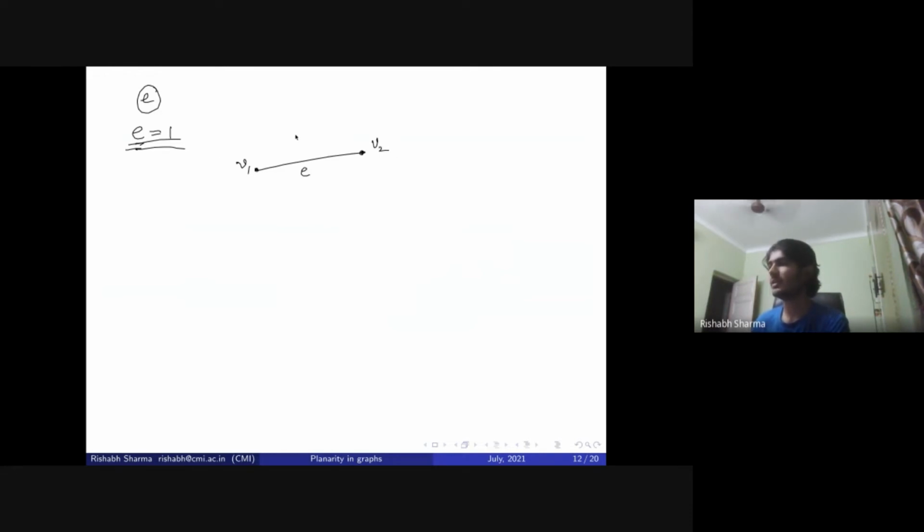So this is the case E equal to 1. And here you can see that there's only a single face, the single unbounded face. So F is equal to 1, E is equal to 1, V is equal to 2. In this case, you can see that 2 minus 1 plus 1 is 2. So the base case holds.